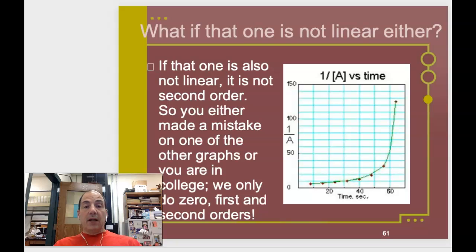What if that is not linear either? Well, then you made a mistake, okay? Because you only need to know zero, first, and second orders. So if you're getting something else, we made a mistake along the way. Those are the only options. All right, so let's take a look at some data and talk about this idea.